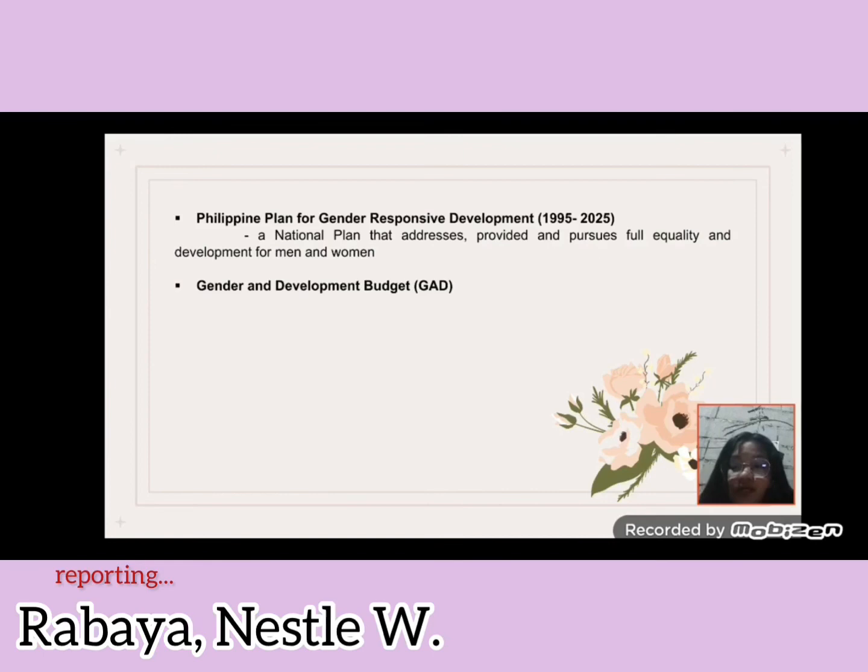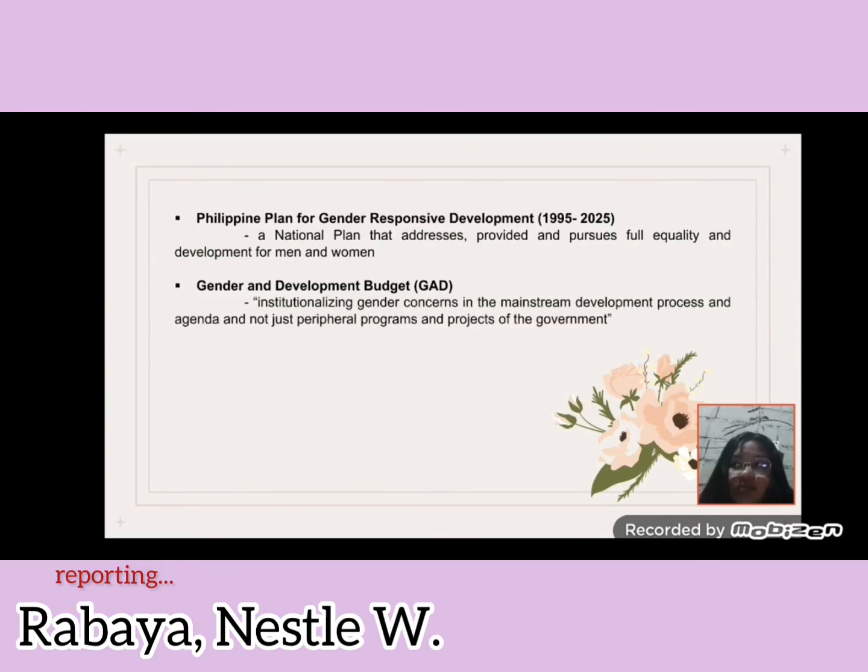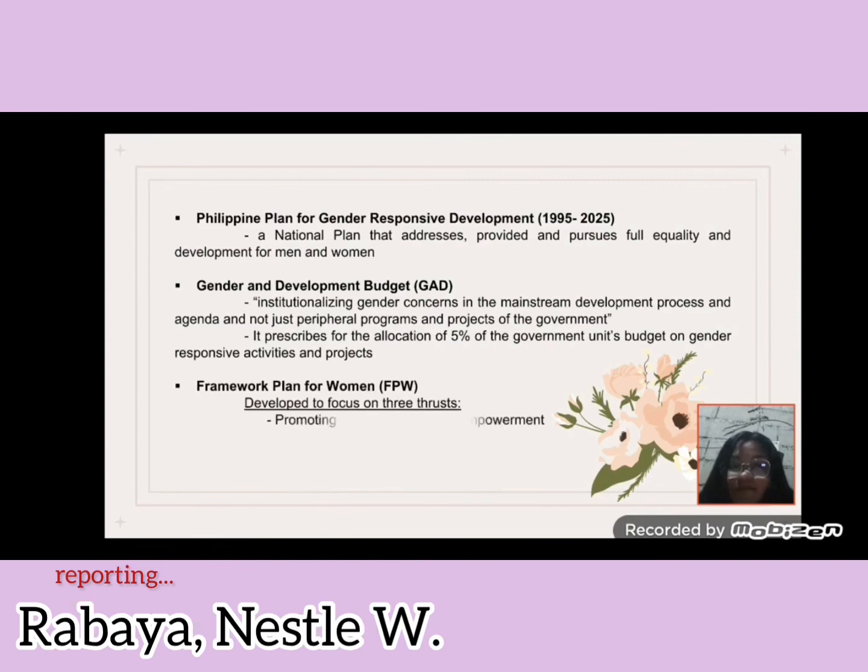And so the GAD Budget prescribes institutionalizing gender concerns in the mainstream development process and agenda, and not just peripheral programs and projects of the government. So this was made to ensure that the government has the means to pursue the GAD strategy. It also prescribes the allocation of 5% of the government unit's budget on gender-responsive activities and projects.